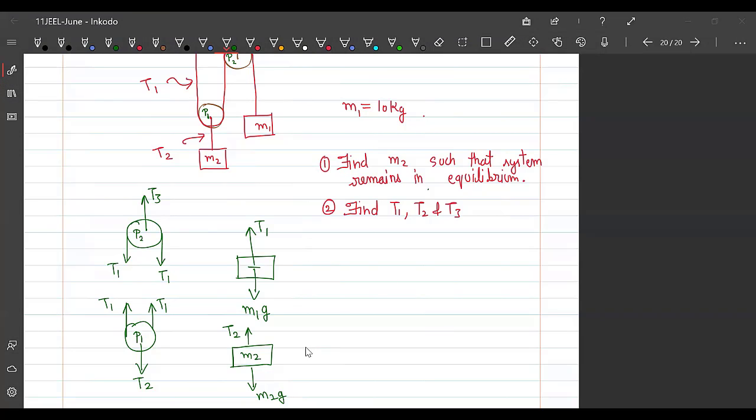यहाँ से सॉल्व करेंगे तो T2 की वैल्यू आ जाएगी डायरेक्टली. T2 will be 10 into G, that will be 100 Newton. यहाँ से T2 आ गया, so T2 आ गया तो T1 आ जाएगा. No, wait. T2 100 Newton नहीं है. T1 will be 100 Newton. T1 will be 10 G, that is 100 Newton.